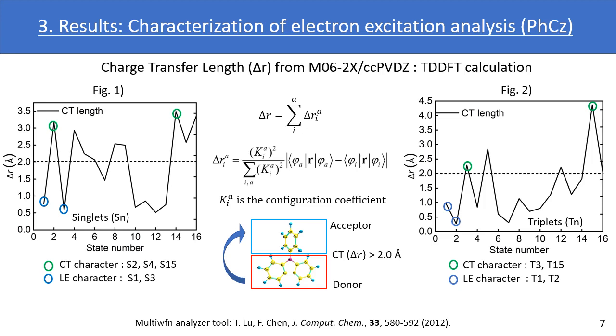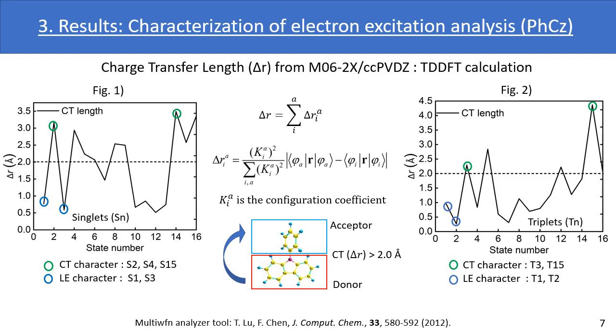Note, here the states with charge transfer character mean that the electron and hole are localized on the donor and acceptor fragments of the molecule, whereas the local excited character means they are localized on either the donor or the acceptor fragment of the molecule. However, any state that shows a delta R of greater than 2 angstrom can be regarded as a charge transfer state.